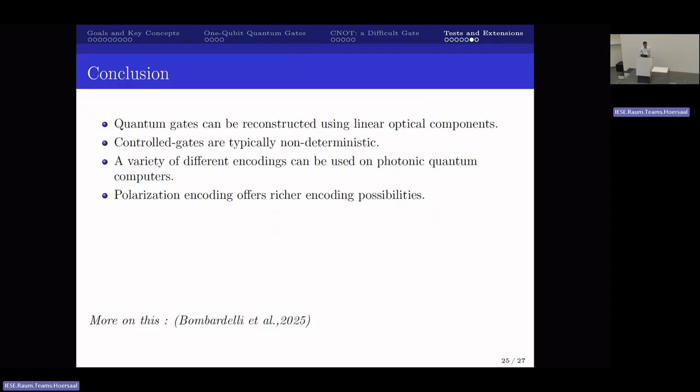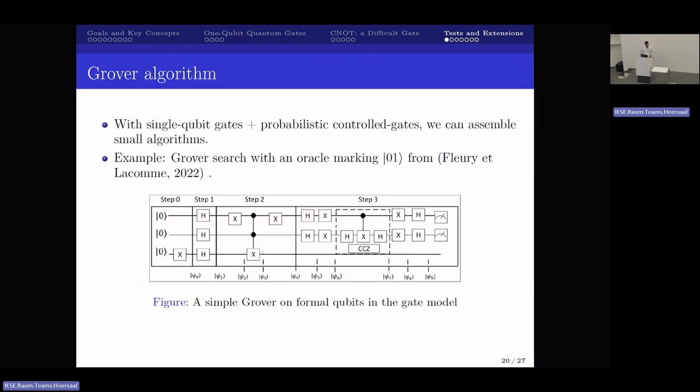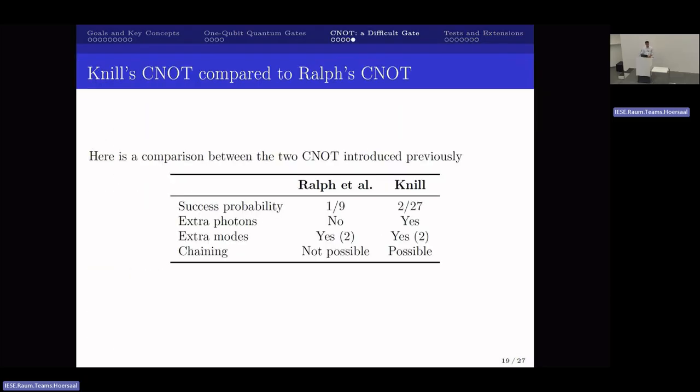I would like to ask a question about the probability of success of the CNOTs. Because you showed that there was like 2/27 or something. Yeah, 2/27 probability of success. But if I have a circuit of 1,000 CNOTs and I want all of them to be executed properly, then the probability of success would be 2/27 to the power 1,000, which is almost 0. So how do I run this circuit on photonics?